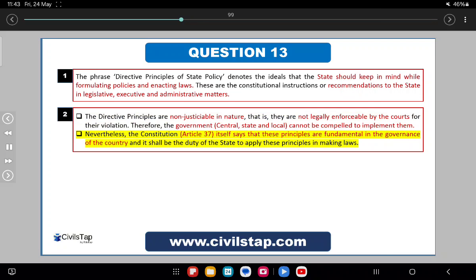Nevertheless, the Constitution, Article 37, itself says that these principles are fundamental in the governance of the country and it shall be the duty of the state to apply these principles in making laws.